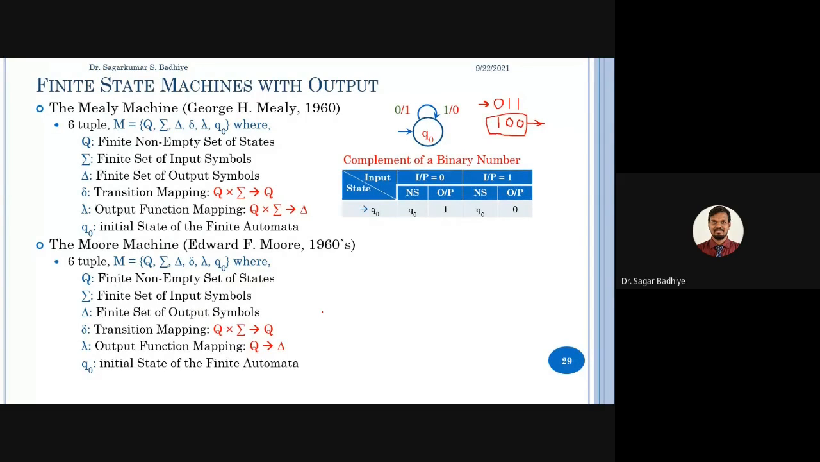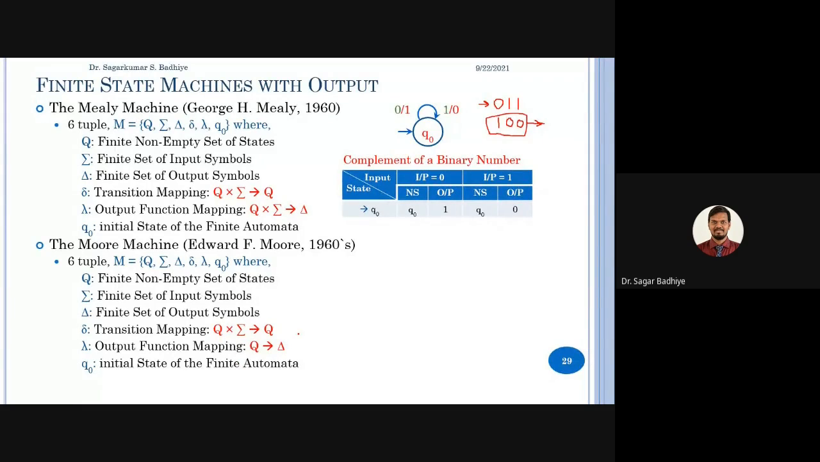If you are in a particular state, you will definitely get an output, whether the input is there in that state or not, whether you have read some input or not. If you reach a particular state, then you will definitely get an output. So output depends on the state, not on the transition, not on the input. This is the only difference between the Mealy and Moore machine. The remaining definition is the same.